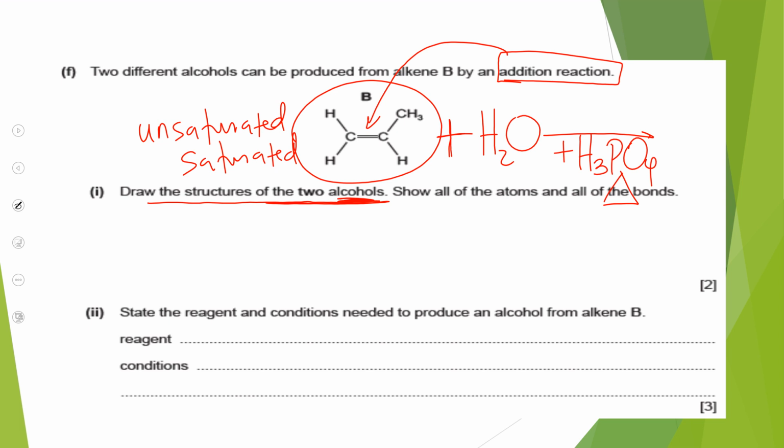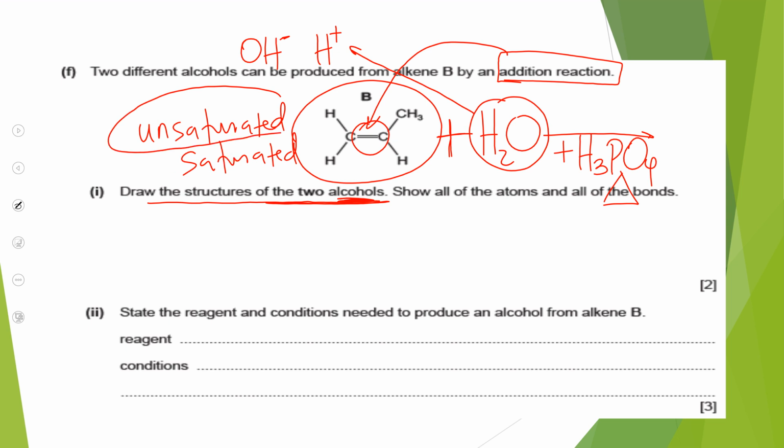Firstly, once water dissociates, it forms the OH minus and the H plus ion. So if we add water into our phosphoric acid, water splits into hydroxide ion and hydrogen ion. Those two substances can break the double bond right here in the alkene and make the unsaturated alkene become saturated. That means we can change the double bond to a single bond. So we can get two structures for this, and those two structures will be the two alcohols for this question.